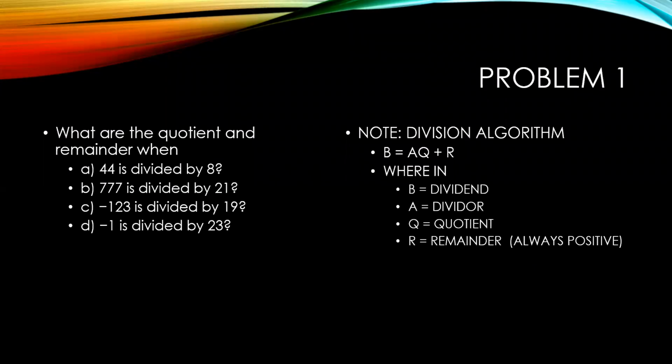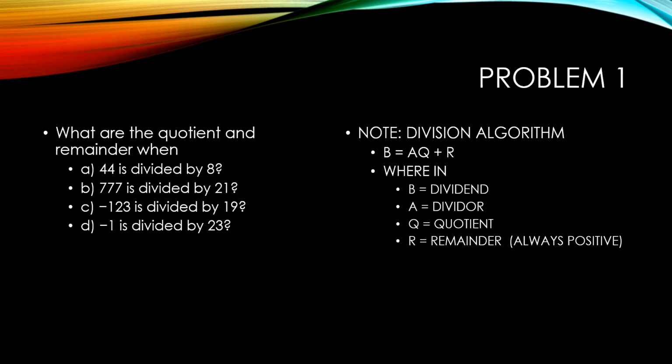In this session, we're going to solve some sample problems. So let's start with problem number 1, wherein we're going to determine the quotient and the remainder of the given. For A, 44 is divided by 8. B, 777 is divided by 21. C, negative 123 is divided by 19. And D, negative 1 is divided by 23.